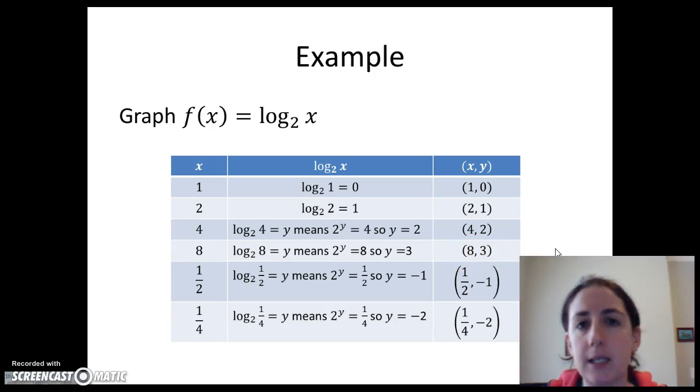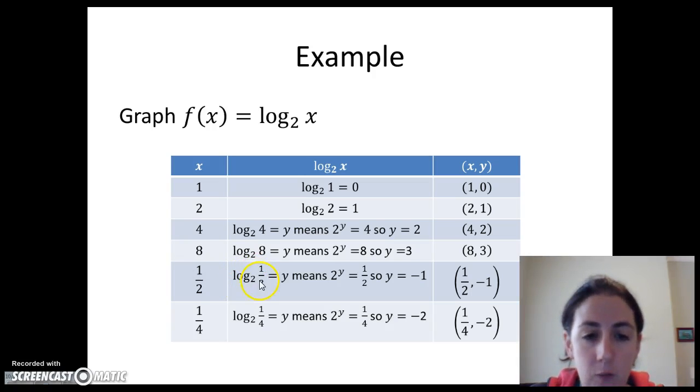Then you could plug in 16, 32, 64, so on and so forth. But that's only going to show you what goes on to the right. We need to look at what goes on to the left. Now, we cannot take the logarithm of 0 or a negative number, but we can do fractions.